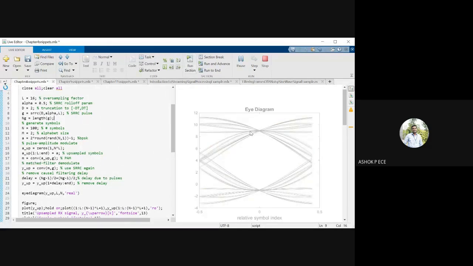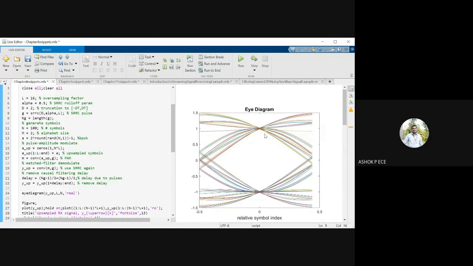I'm measuring the effectiveness of my channel using the eye diagram. An eye diagram will clearly say whether the channel is fit for transmission based on the eye opening. If the eye opening is very good, very broad, it means the channel is less affected by noise. Assume that I change the number of symbols from 100 to 1000. By having more symbols, we'll see whether it affects my eye diagram or not.